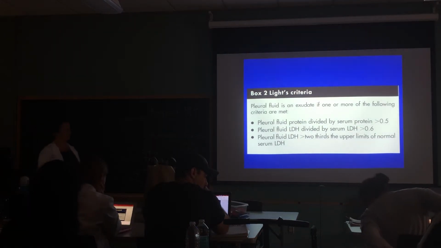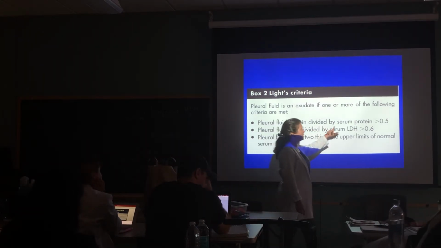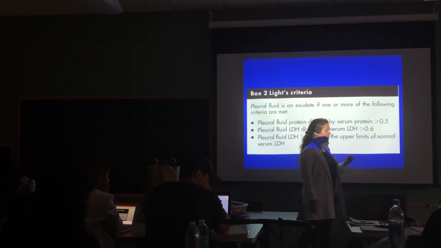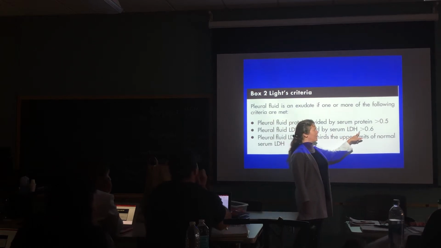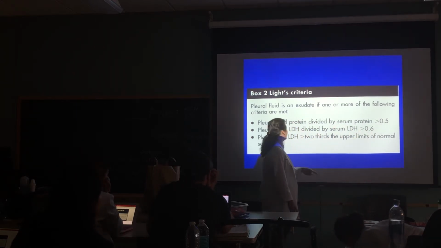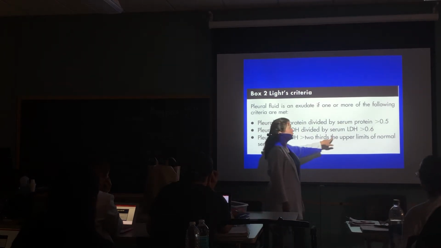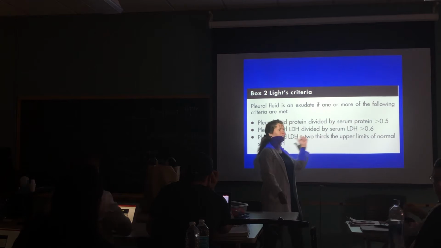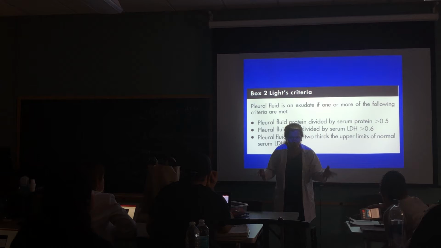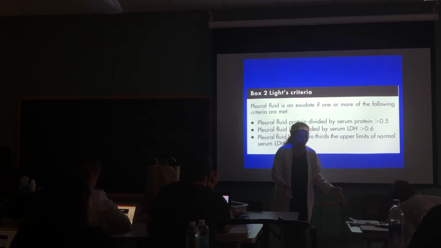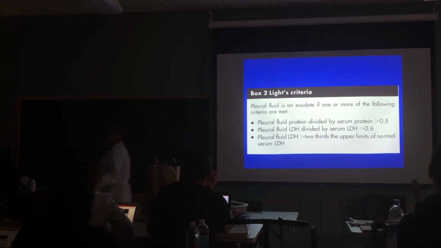This is the Light's criteria that I explained to you. So basically you take the pleural fluid protein divided by the serum protein. If it's more than 0.5, you have an exudate. You take the pleural fluid LDH divided by the serum LDH, and if you get more than 0.6, you have an exudate. Or if the pleural fluid LDH is greater than 2/3 of the upper limit of normal of the serum LDH, which is no more than, it's a complicated sentence, but it's no more than the LDH in your pleural fluid being more than 200, you have an exudate. Okay?